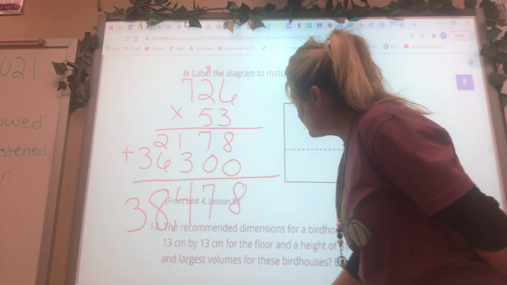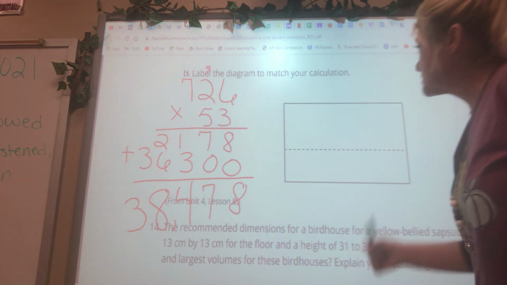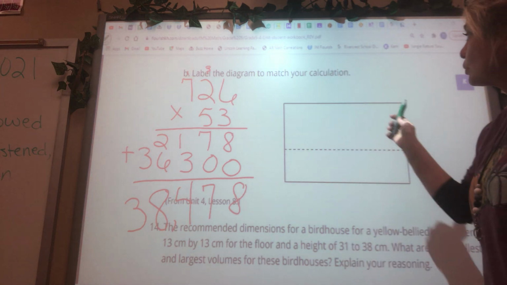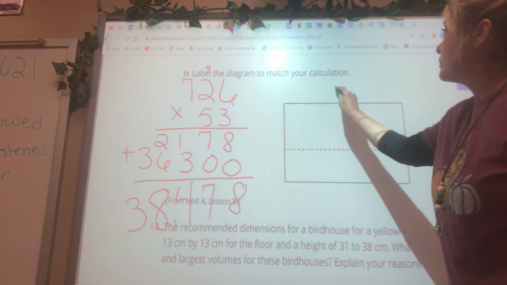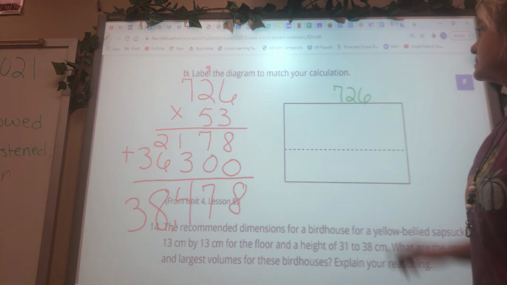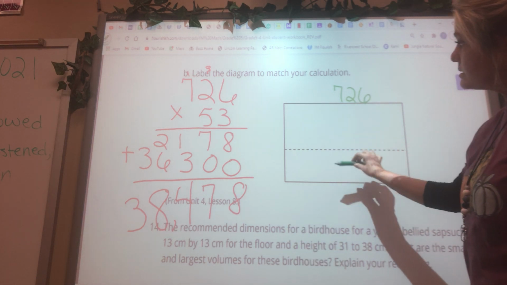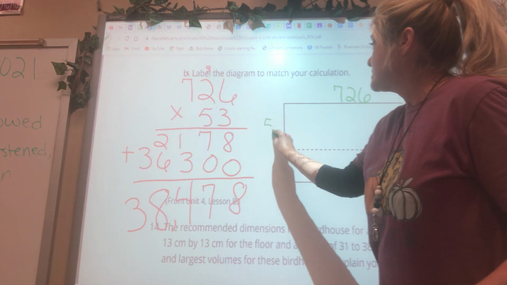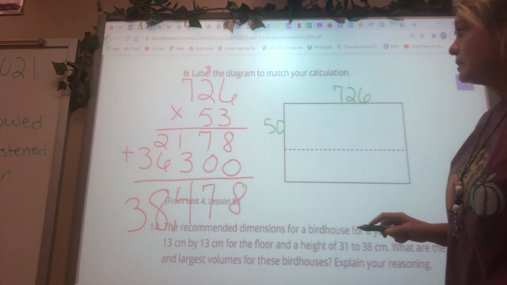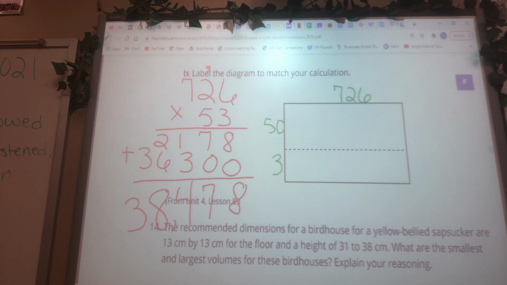Well, this is just a decomposing box, isn't it? And since my decomposing box only has one box going this way, that tells me that they didn't break that number down at all. They just left it as 726. But my second number, I see 2 boxes. So that tells me that they broke it down. 5 is in the tens place, so they would have broken that into a 50. And then 3 is in the ones place, so it would just be a 3. And if I multiply, I should get the same thing.